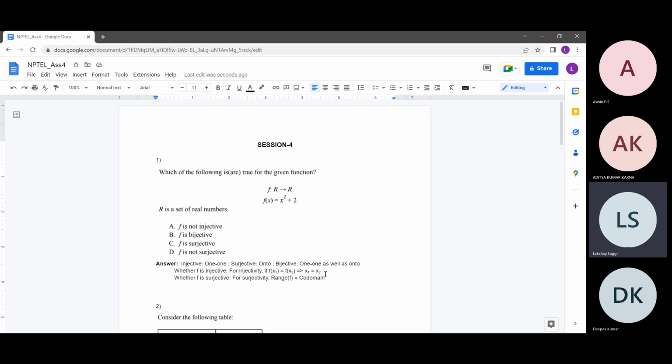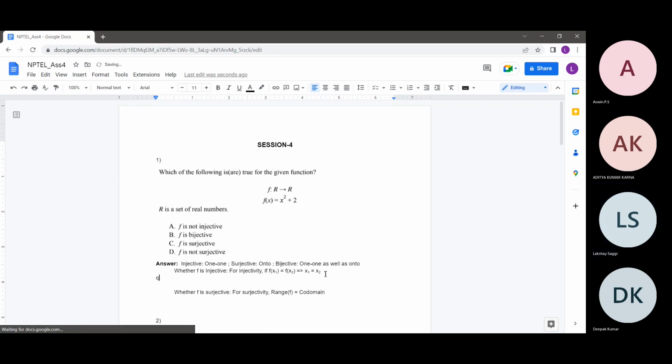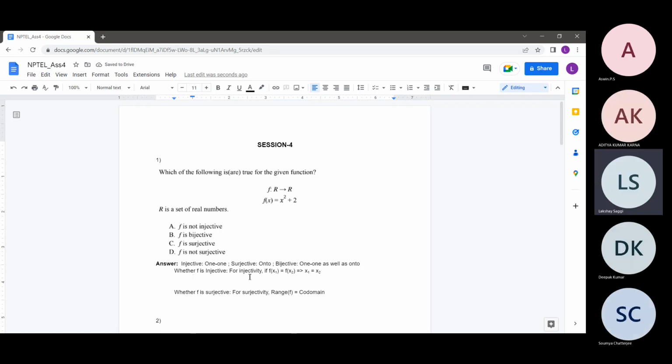So let's check for injectivity, basically one-oneness. One-oneness implies that if f of x1 is f of x2, then x1 should be equal to x2. You guys can also let me know in chat what you think the answer should be. You can share your answers in the chat, and maybe I can pitch in on your answer as well.